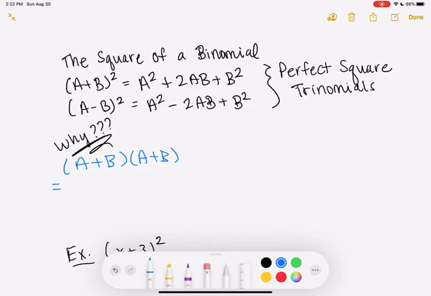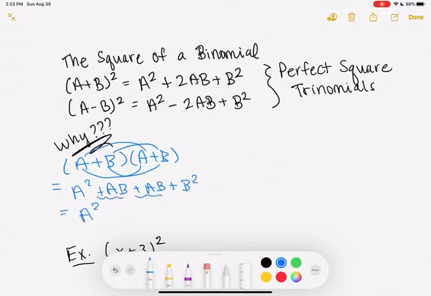Now let's go ahead and FOIL this. So first would be a squared. Outer would be an ab. Inner, b times a. Can I write that as ab? I can, because multiplication doesn't matter what order you do it in. So plus ab plus, finally, last, b squared. So I have a squared. How many ab's do I have? 1, 2. That's where that 2 comes from. 2ab plus b squared.